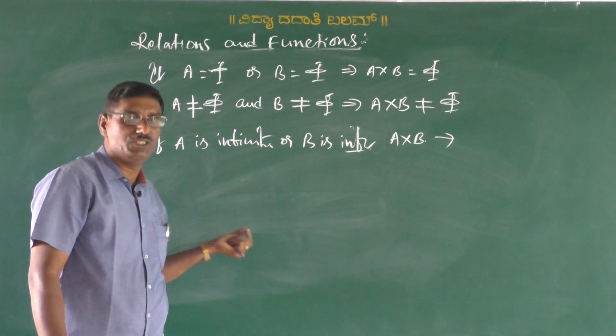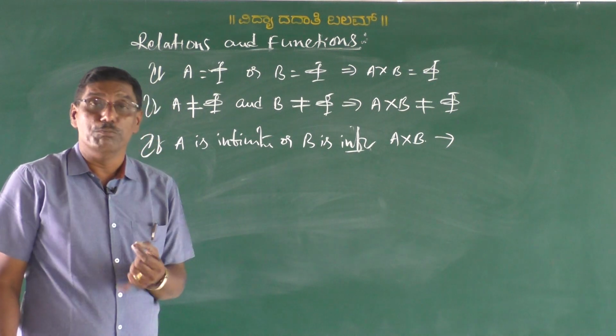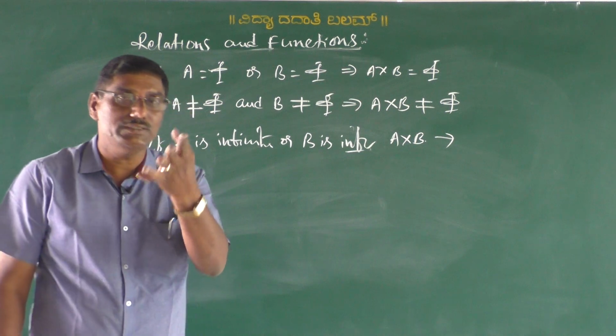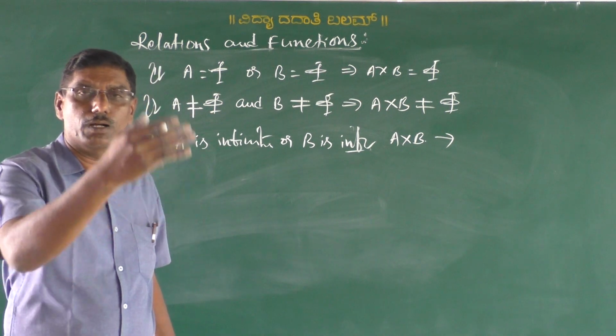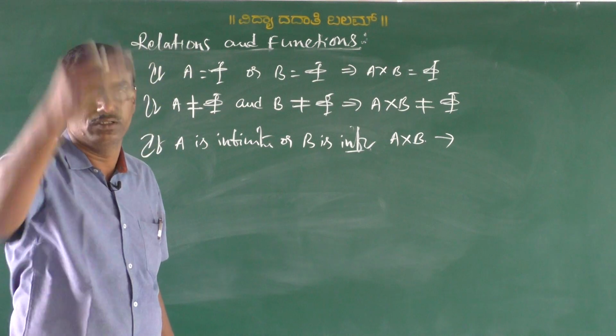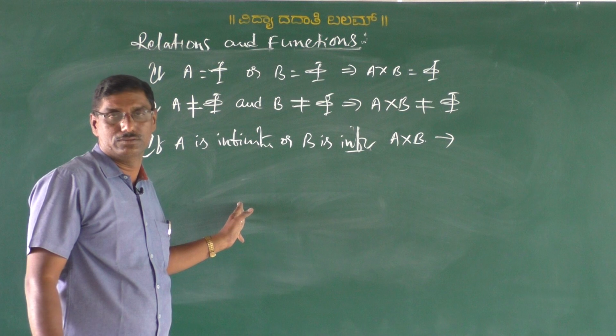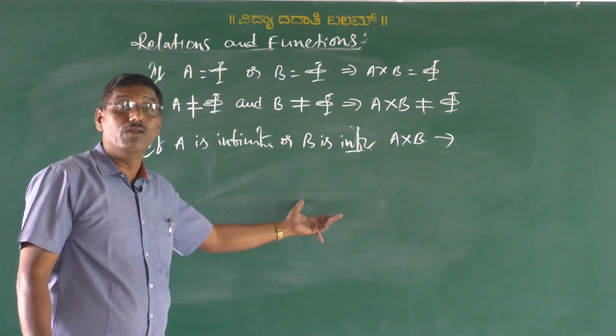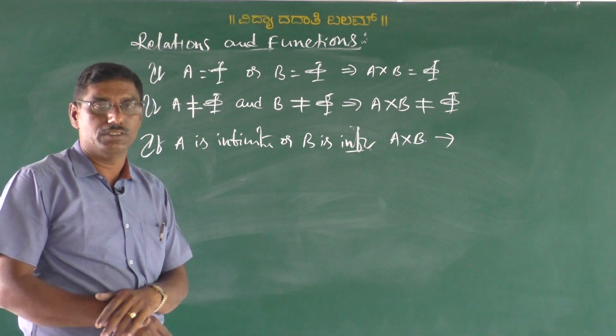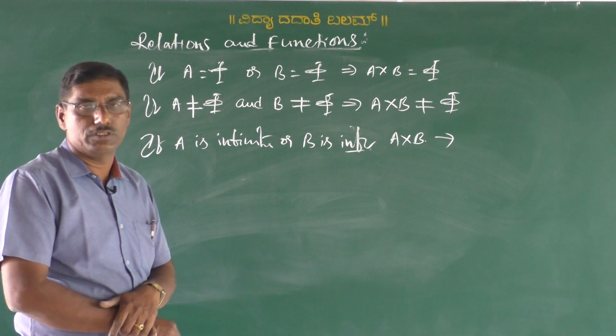For example, A is equal to the set of all 1, 2, B is equal to an infinite set, that means 3, 4, 5, 6, and so on. Then we can write A cross B as an infinite number of ordered pairs. Infinite number of ordered pairs. Yes? Okay.